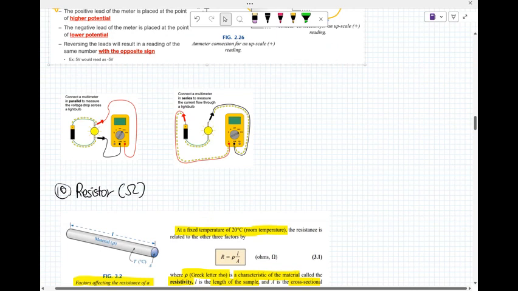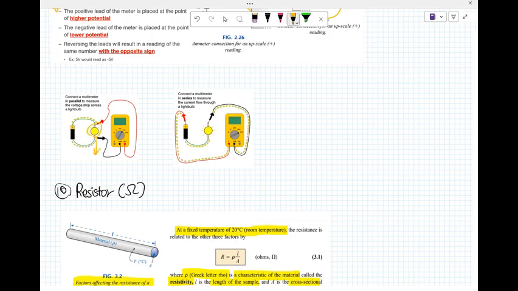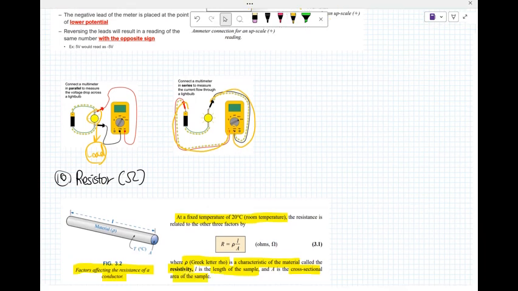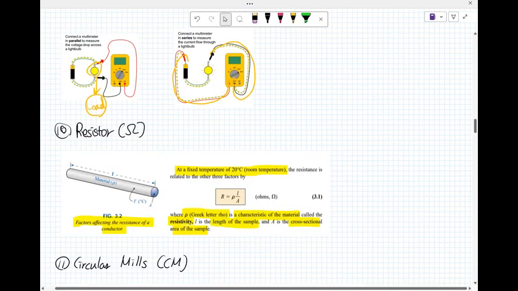Connect a multimeter in parallel to measure the voltage drop across the light bulb, or the LED. And if you want to measure current, then it should be a broken circuit, plus to plus, and minus to minus.